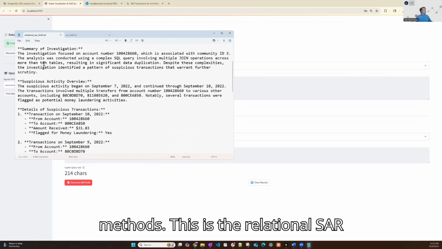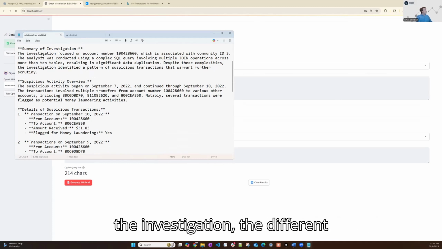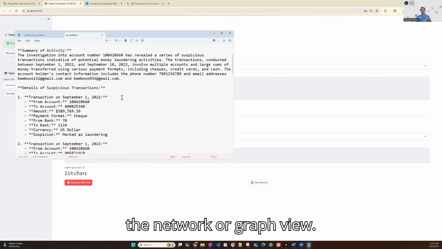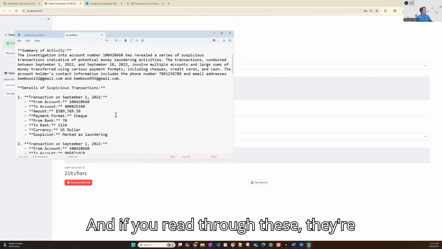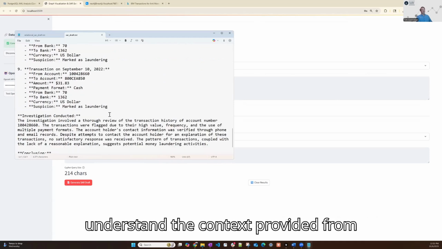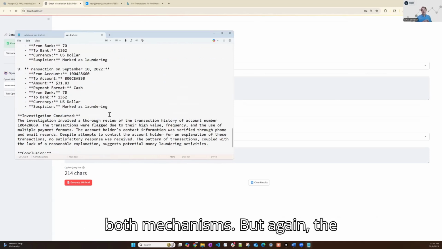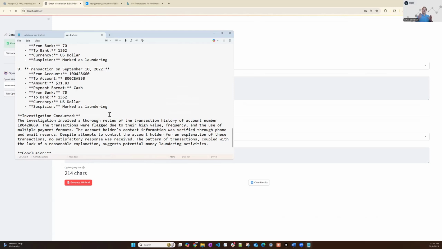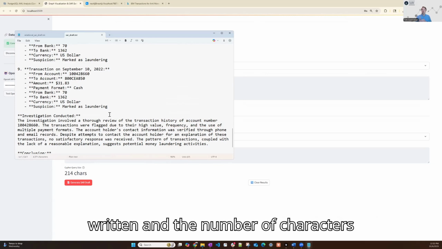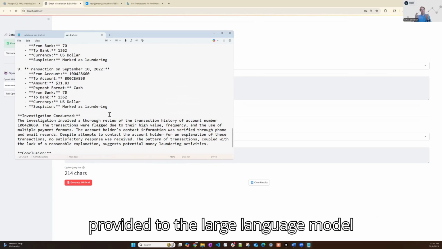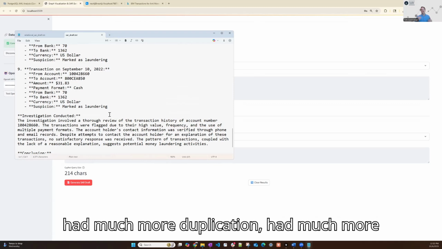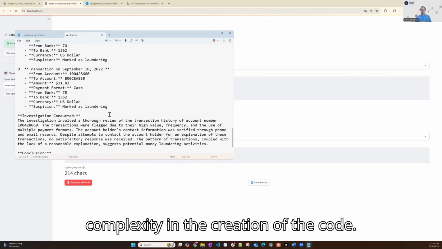This is the relational SAR draft, and we can see here the summary of the investigation, the different transactions. This is the SAR draft from the network or graph view. And if you read through these, they're very similar in their output. So the large language model was able to understand the context provided from both mechanisms. But again, the graph method was a lot more concise, both in the way that it was written and the number of characters provided to the large language model, compared to the relational method, which had much more duplication, had much more complexity in the creation of the code.